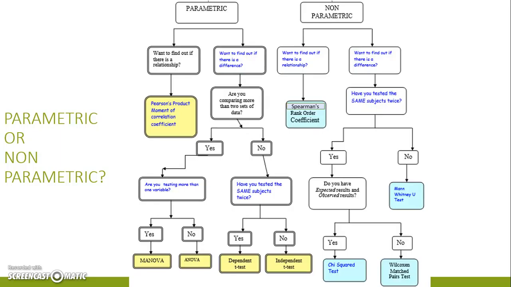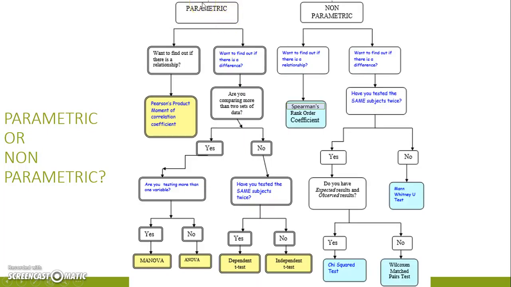However, you have not done the same thing. So if you did 2 lots of basketball shooting, you would say yes, and you would come down to the dependent t-test. However, because you did netball and basketball as 2 separate things, no, you haven't tested the same thing twice. So what this basically tells you is you would need the independent t-test, because you know it's parametric, we know we want a difference, we know we're only doing 2 sets of data, and haven't done the same thing twice, therefore independent t-test. And that's all you do to work through it.